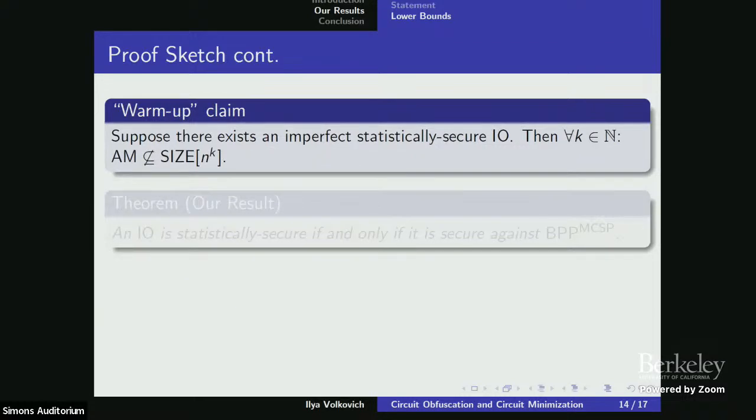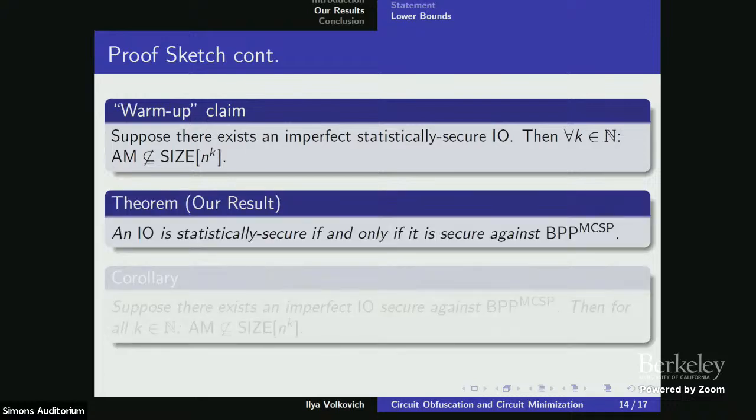But given Goldwasser and Rothblum, this result is not surprising anyone. Specifically after their work, I think nobody believes in statistically secure IO. I could have written here: this is true if hell froze over, or this is true if there is snow in California. This is what it looks like. So let's move to something slightly more interesting. Again, let's plug in our result that says you have statistical security if and only if you have security against BPP with an MCSP oracle.